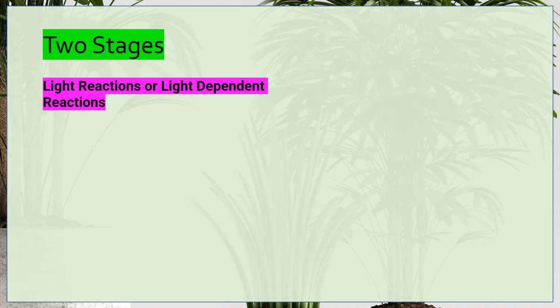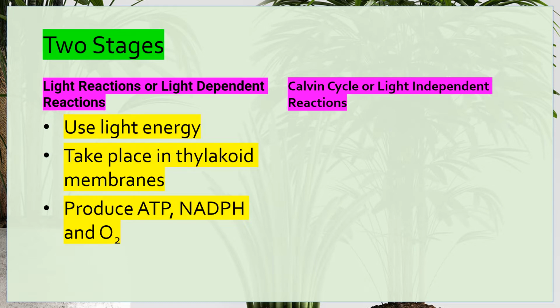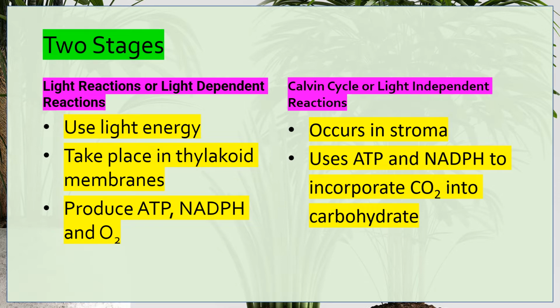Okay, we have light reactions, or light-dependent reactions, and we have the Calvin cycle, or light-independent reactions. Separating those two: the light reactions use light energy. They take place in the thylakoid membranes, and they produce ATP and NADPH as well as oxygen. The Calvin cycle occurs in the stroma. It uses ATP and NADPH to incorporate CO2 into carbohydrate.